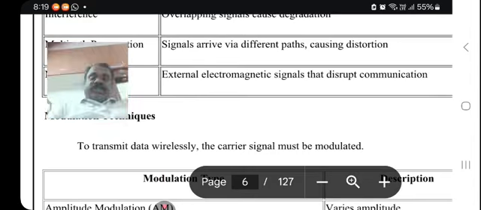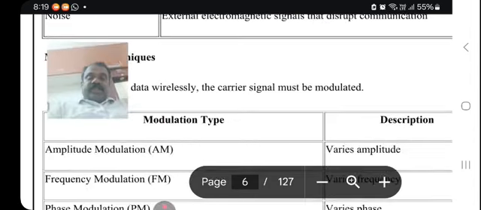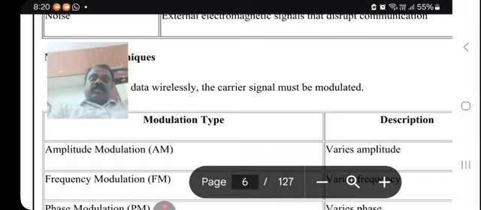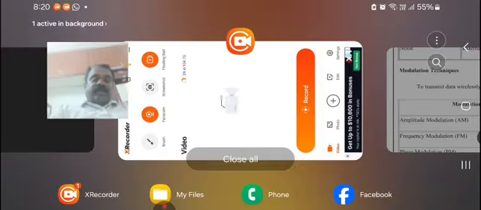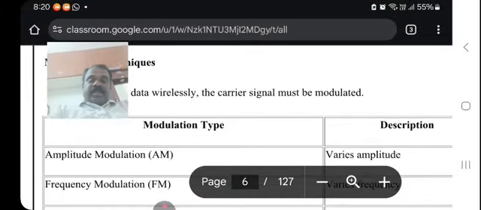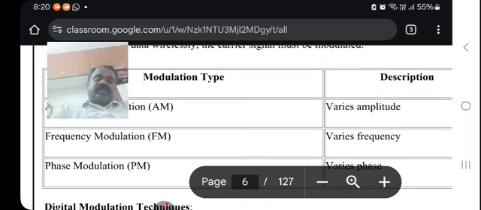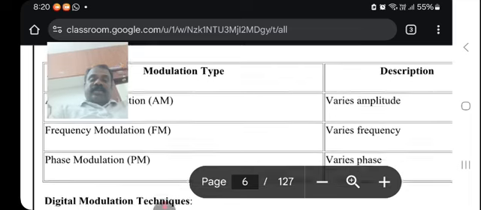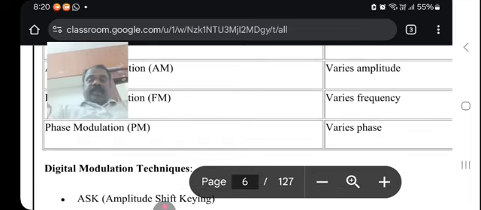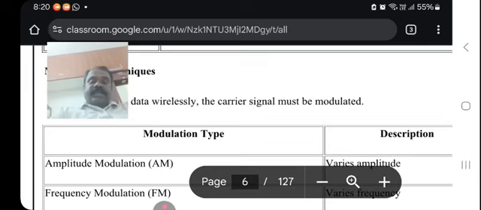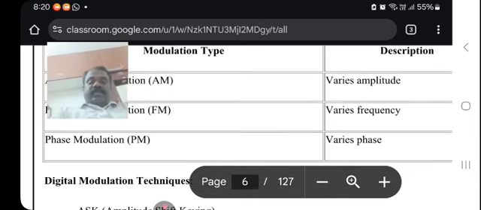Different types of modulation techniques are there. The first modulation type is amplitude modulation, AM, which varies the amplitude. Then FM, frequency modulation, which varies the frequency. Then phase modulation, PM, which varies the phase. These are the 3 types of modulation techniques: AM, FM and PM.